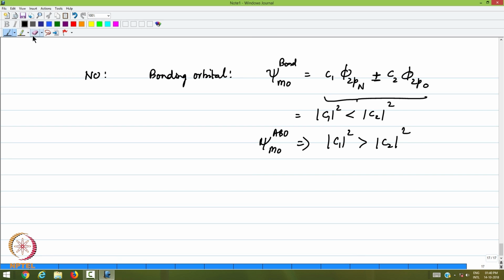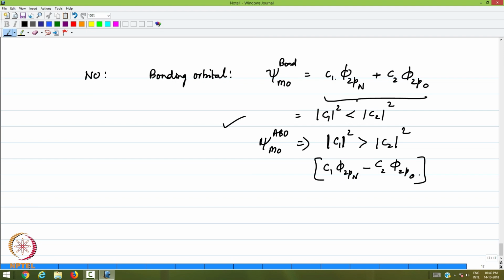So, let me take the minus sign out of this and write the minus sign here: C1 phi 2p nitrogen minus C2 phi 2p oxygen. With some normalization, of course, this is normalized. You can see that in the anti-bonding combination, the electrons are more likely to be closer to nitrogen than to the oxygen. This is a general trend that you see, another important factor.